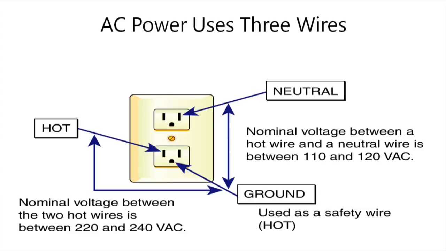And then it's going to be between 110 and 120 at the wall outlets, because we're only using one leg off of the 220. If you divide that by 2, it's 110 or 120, depending on whether you have 220 or 240. So they chop it in half. And then it goes back through the neutral. So the neutral goes up, down, up, down.